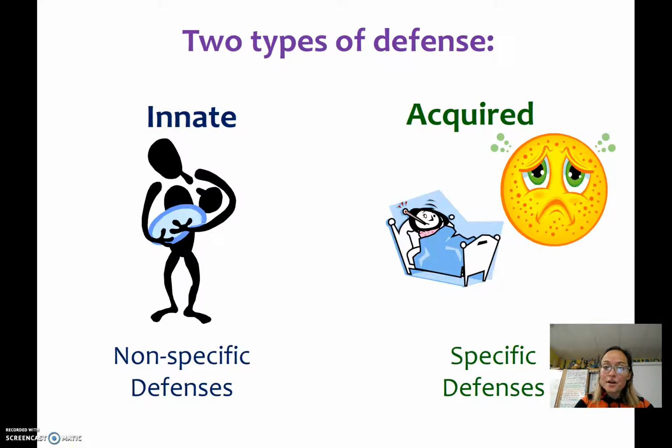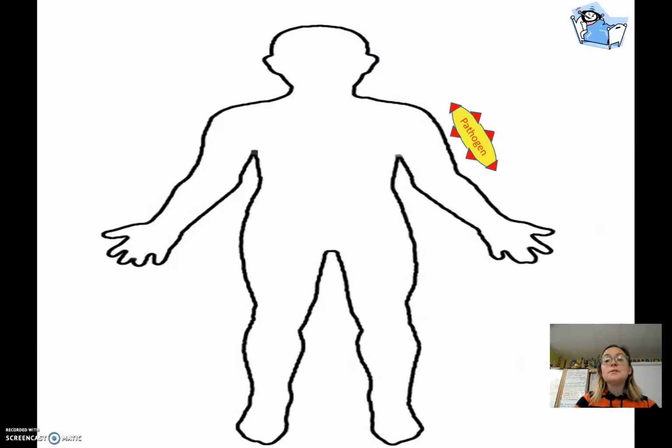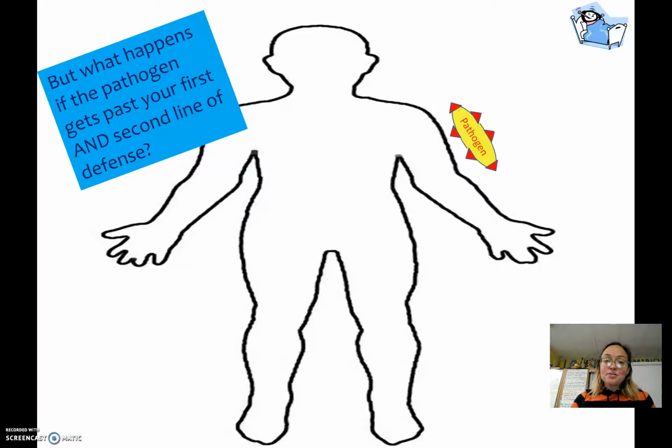Okay, so we covered our innate defense, or non-specific defenses, which is our first and second lines. Now we're going to look at our acquired, our specific defenses. However, we need to have a little bit of background information before we go into more detail. So now here's our problem. What happens if a pathogen gets past your first and your second line of defense, and now it's circulating throughout your body, or hiding or living within a cell, right?